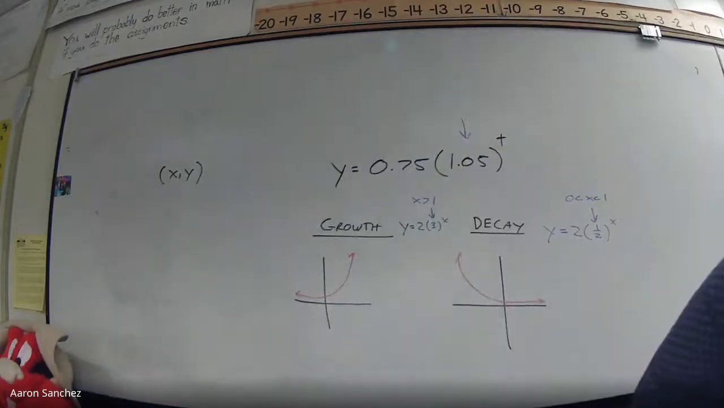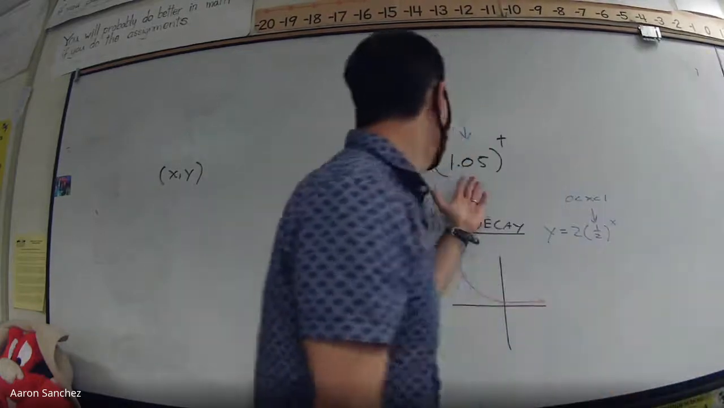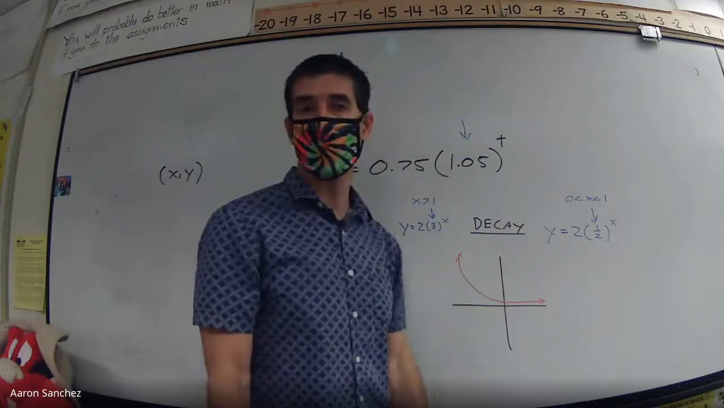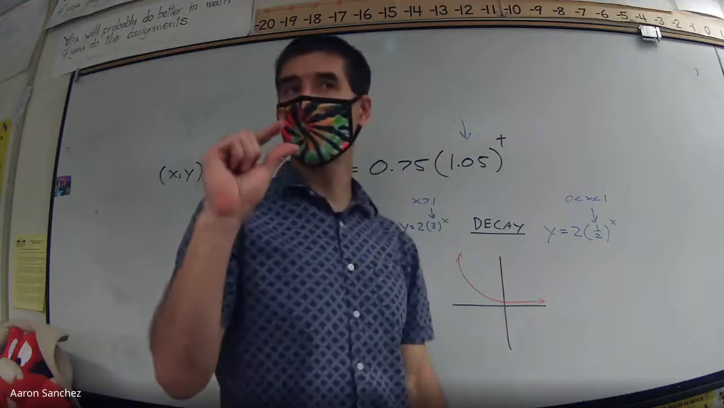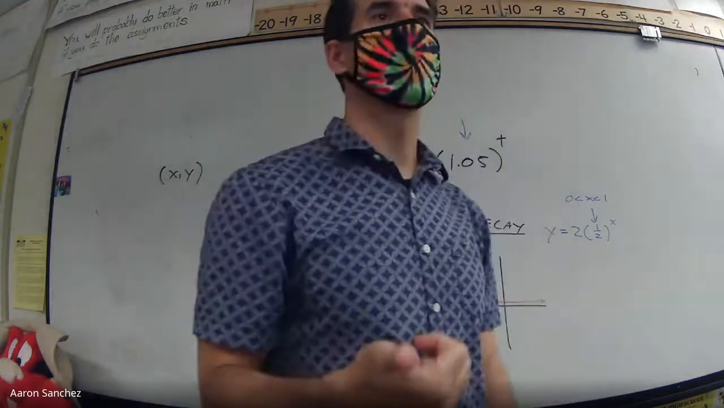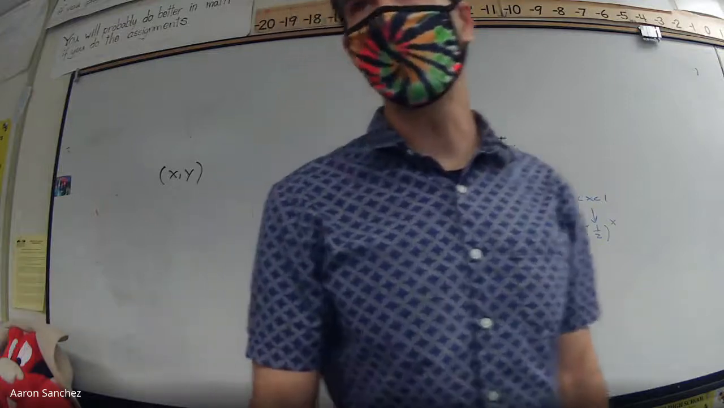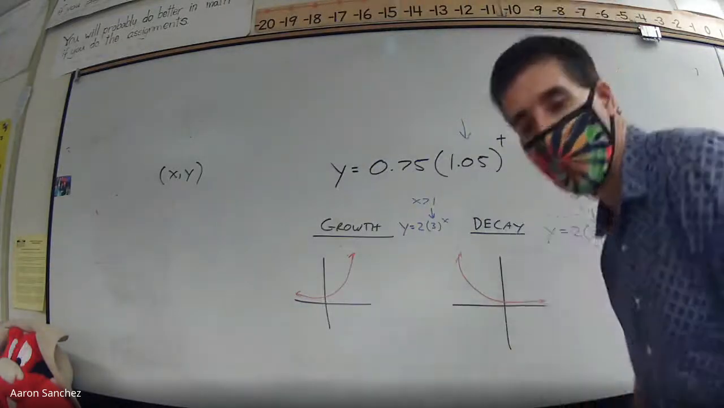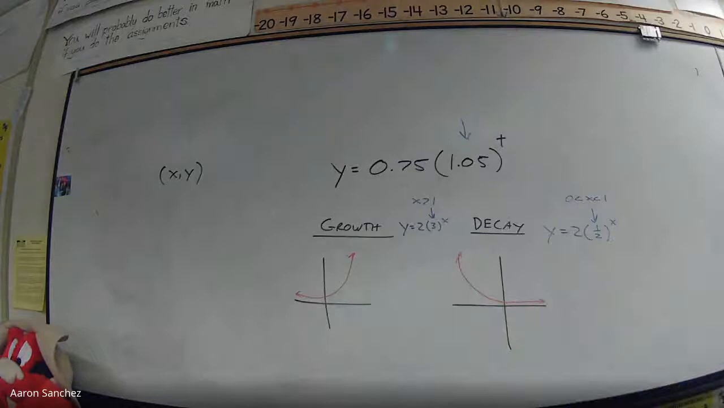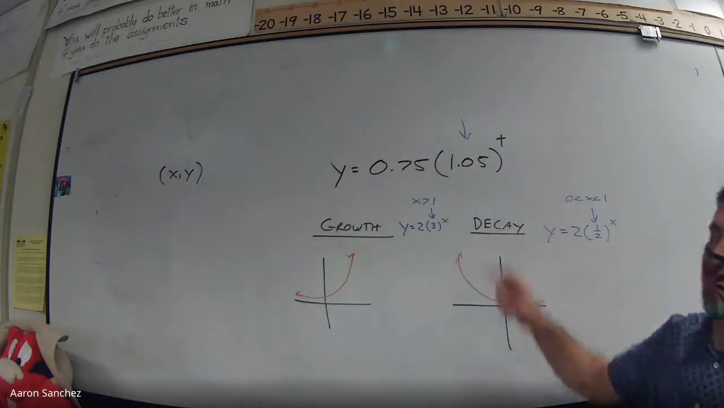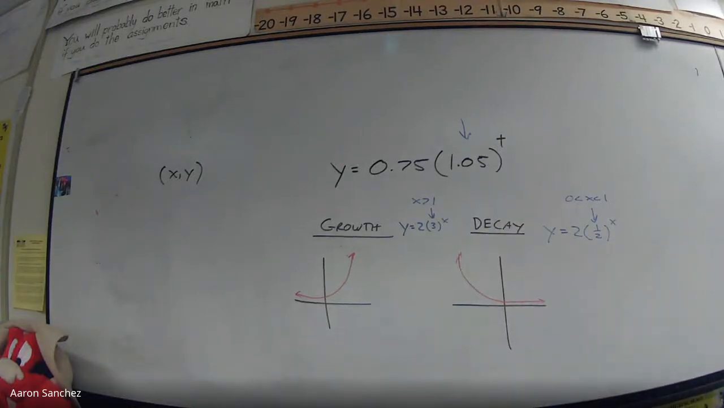Let's see. Hey, Leilani Mendoza, is this bigger than 1? Yes. So is it exponential growth or decay? Exponential growth. Very good. Even if it's a little bit bigger than 1, it is growth. It's going to grow by a little bit, but it's going to grow. It's actually growing by 5%. Okay, so let's look at the next one.